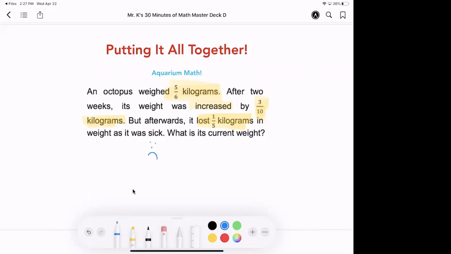So it weighed 5/6, and then it went up by 3/10, but then it lost 1/5 kilogram. So how much does it weigh right now? Go ahead and work on that one. I'll be back in 1 minute. Listen to the music and work on the problem.